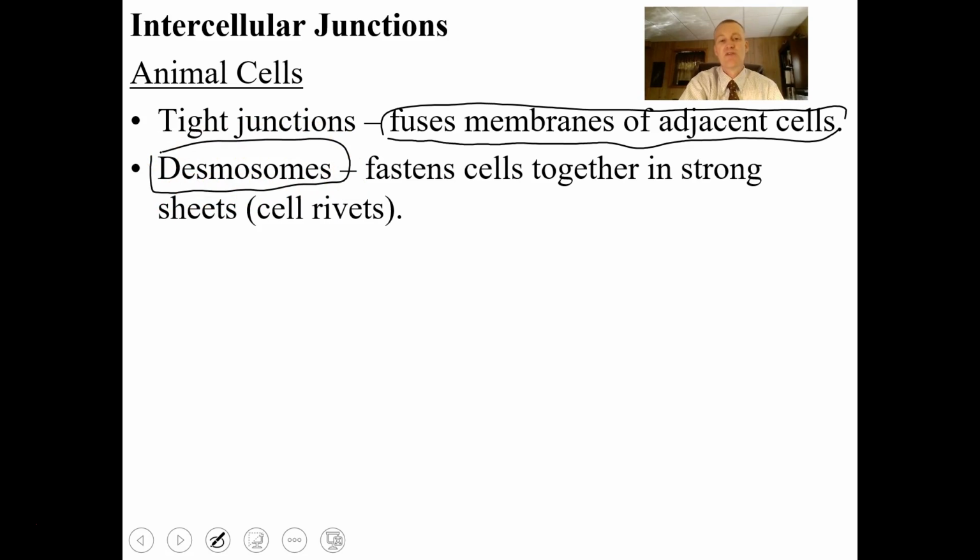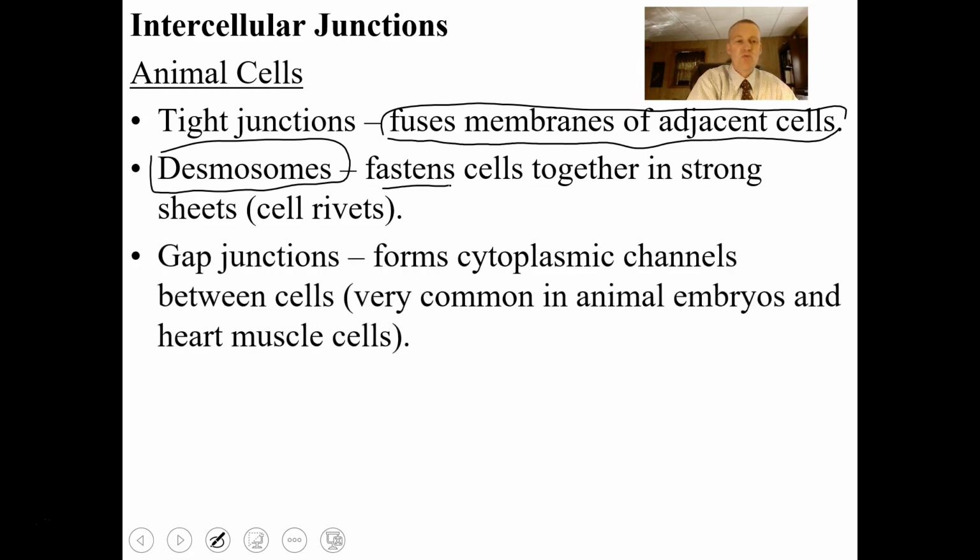Another really important type of intercellular junction is the desmosome. Desmosomes are like cell rivets, and they basically fasten cells together in strong sheets. So if you ever pull your skin, you can't pull your skin but so far. I'm just trying to show you that you can't pull your skin but so far, because these desmosomes hold those tissues together very tightly.